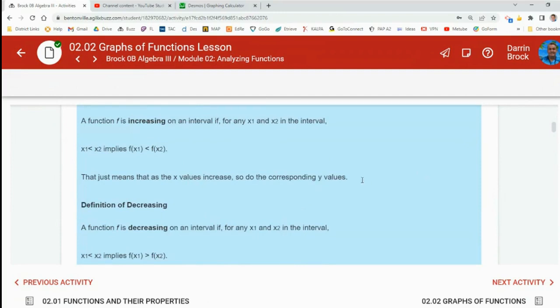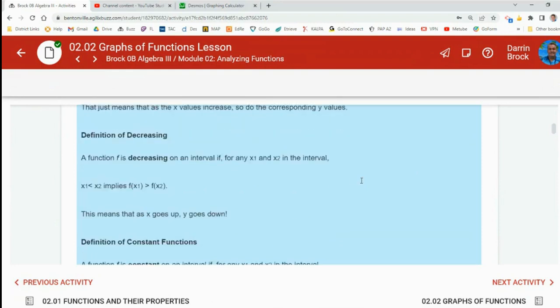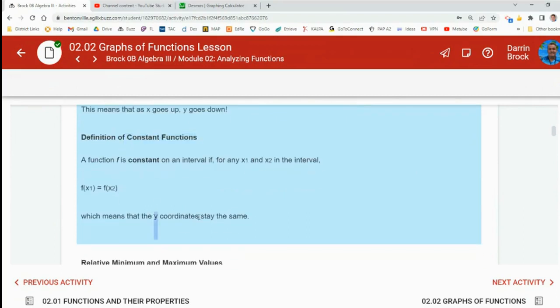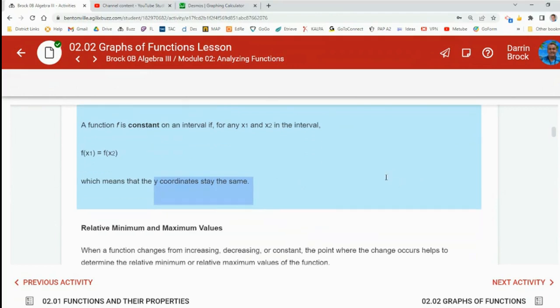If the x is going up and the y is going up, then that's increasing. Just the opposite for decreasing. This means as the x goes up, the y goes down. That's a decreasing function. There's also constant functions. That means the y stays the same. It's a horizontal line. Doesn't matter what the x is, the y stays the same.